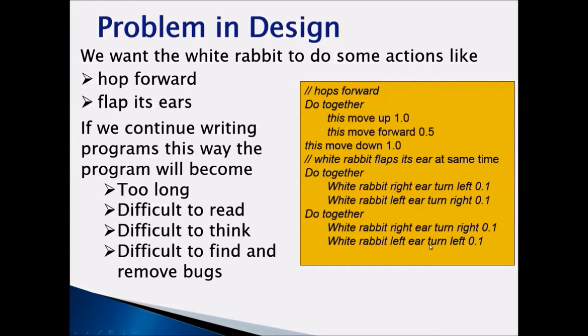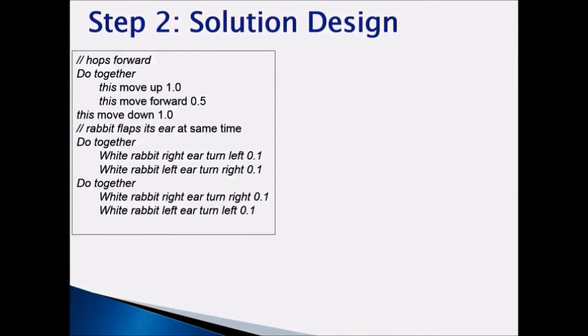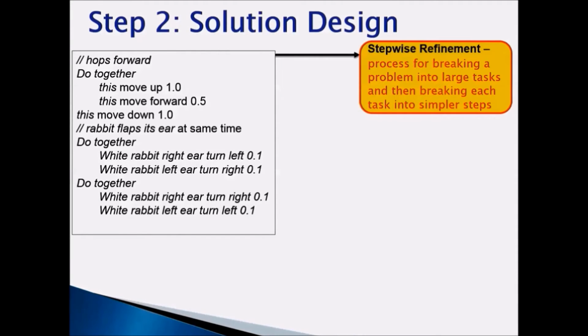The problem in this design is that if we continue writing programs this way, the program will become too long, it will become difficult to read, difficult to think and analyze, and difficult to find and remove bugs. There is a solution to this design. When we have our code in here, the first step we can do is a stepwise refinement. So the solution to a design is to do a stepwise refinement.